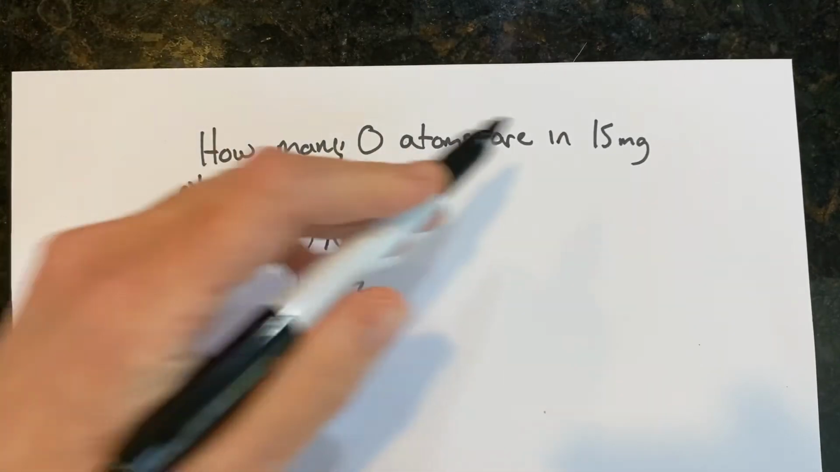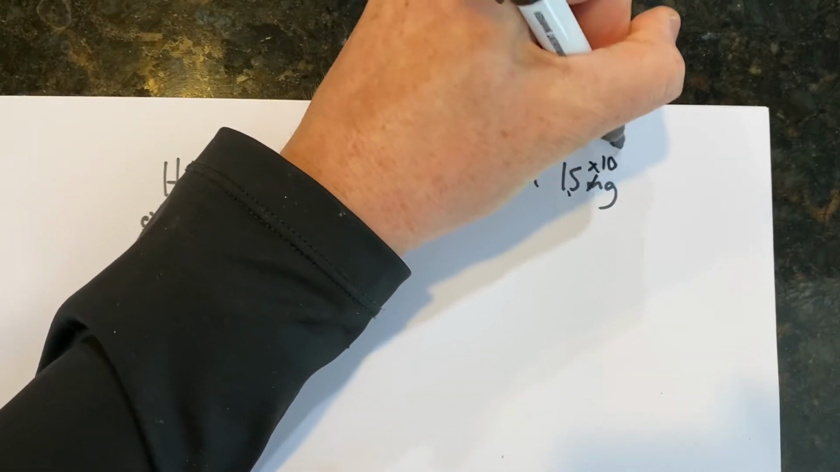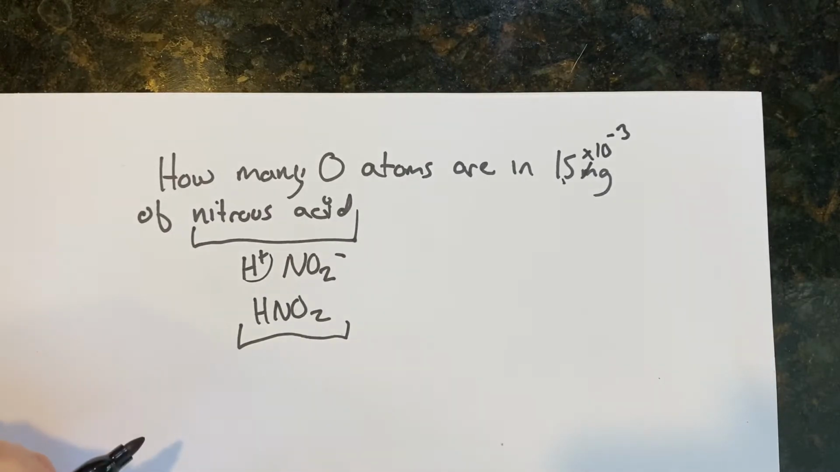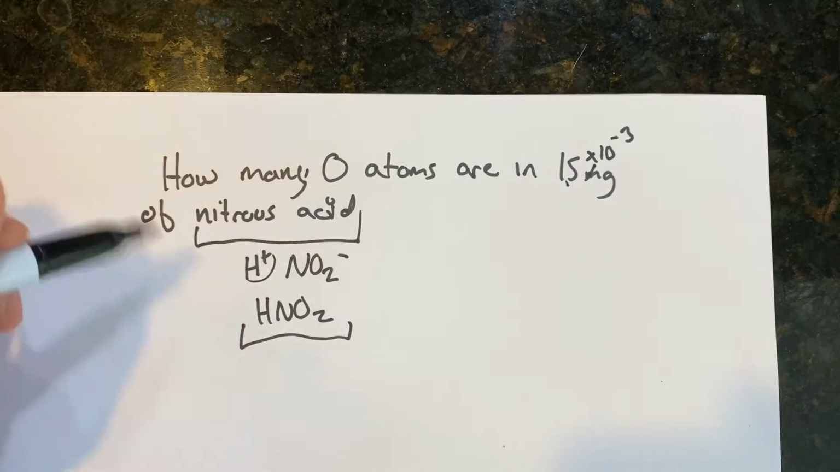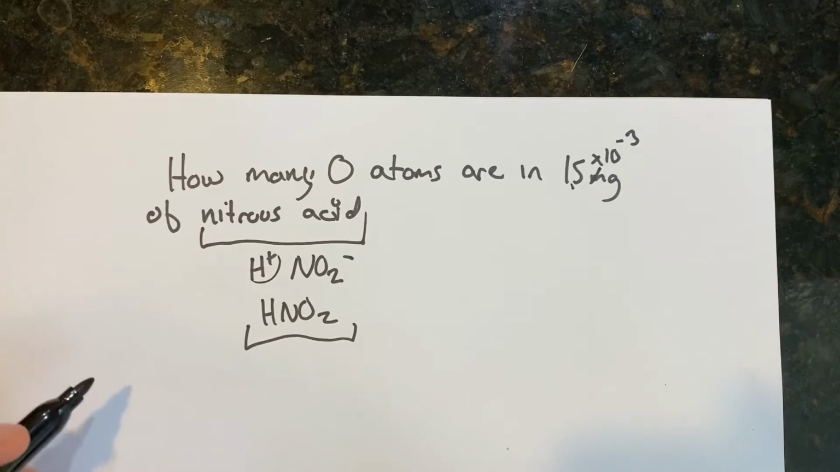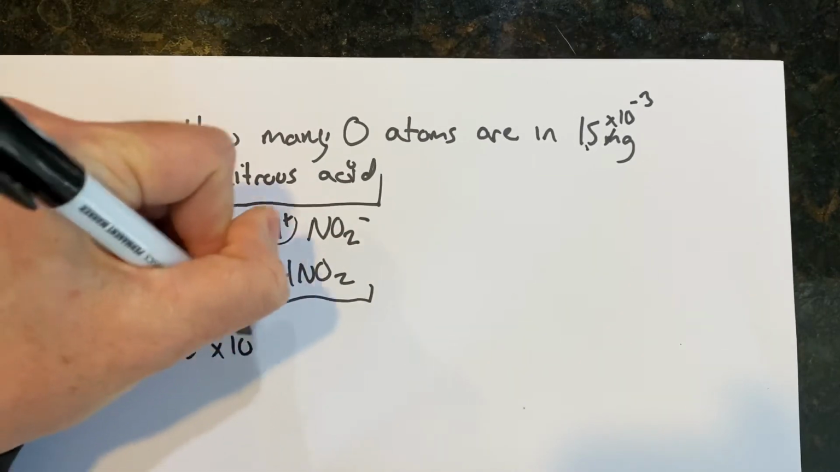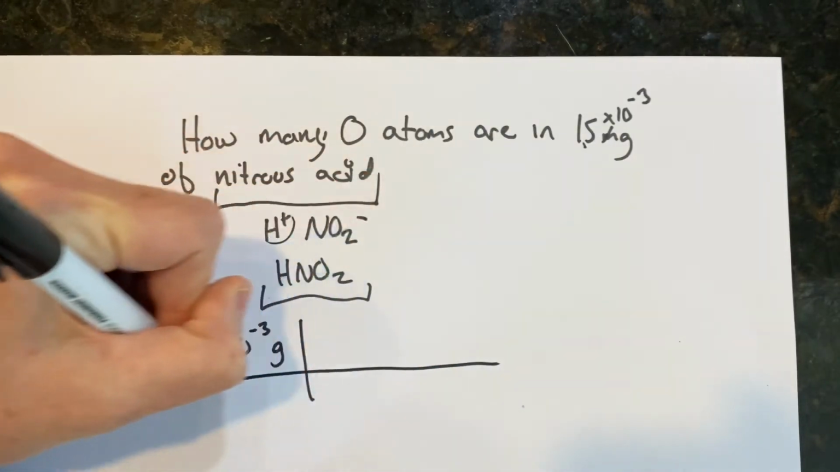It says how many oxygen atoms are in 15 milligrams? Well, milli is the same as times 10 to the -3. So really it's saying 15 times 10 to the -3 grams. So we've got to take 15 times 10 to the -3 grams and turn it into atoms. Well, the first thing you do every time you have grams is divide by the molar mass to put that thing into moles. So we've got 15 times 10 to the -3 grams, and we have to divide by the molar mass.